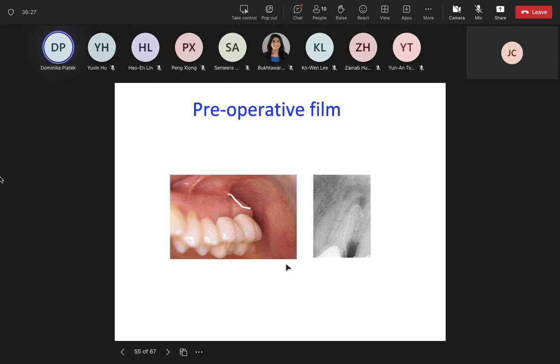So when we're placing this gutta-percha point, the tip of that goes to the area which is suspected to be the causative tooth, which caused the problem.